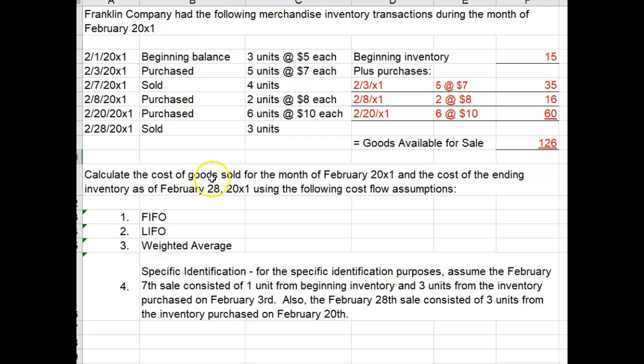So let's calculate cost of goods sold for the month of February and the cost of ending inventory as of February 28th using the following cost flow assumptions. Let's start out with FIFO, first in, first out. Under the FIFO cost flow assumption, we are going to assume that the cost of the oldest items is the cost of the items that we sold. It is not an actual flow of goods, but it is a flow of the cost of those goods.